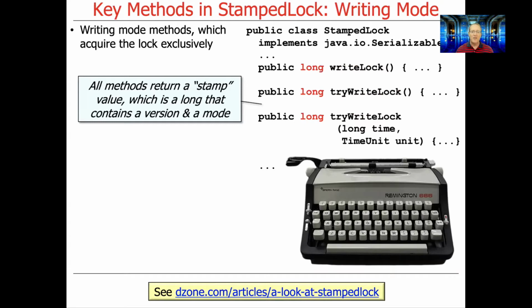So the way that these methods work, you can see there are three of them. They all return something called a stamp, which is a long that is encoded to contain a version and an indication of the mode. And the version is basically something that is incremented so you can tell one call of a lock that's been acquired for writing from another one. So you can think of it basically as a sort of universally unique ID, if you will, with different variants.